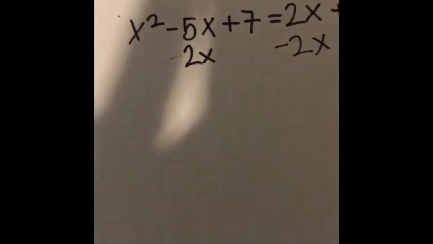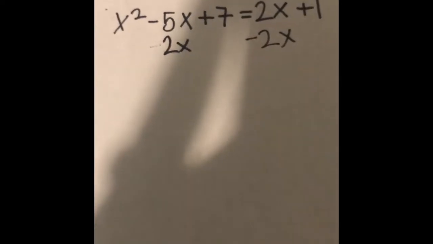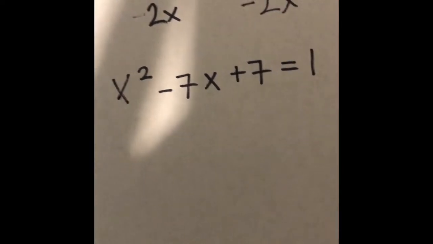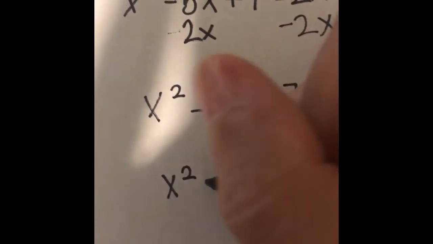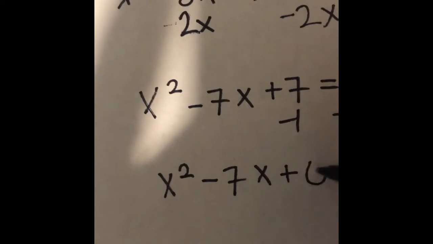Sorry for the shakiness, but this is the only way I could figure out how to do it because I'm filming the calculator, so I'm just using paper. So then we would have x squared minus 7x, and then we have plus 7 equals 1. So then I'm going to subtract 1. So what I'm trying to do is move everything over to one side, so then that way we have it in standard form. So then you have a quadratic, and then from there you can solve it using any method.